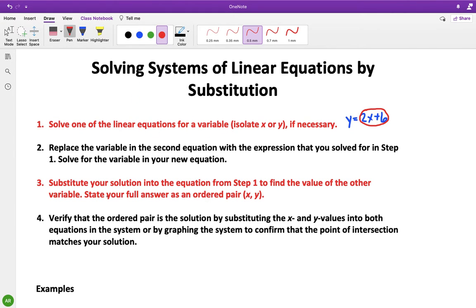All right, step 3 is you're going to substitute your solution into the equation from step 1 to find the value of the other variable. State your full answer as an ordered pair. Remember, when you're talking about a system of equations, the answer is the x and y coordinate that will satisfy both equations, so basically where those 2 lines cross. Finally, step 4 is actually the same as graphing. You're going to verify the ordered pair is a solution by substituting x and y values into the equations in the system, or by graphing the system to confirm that the point of intersection matches your solution. I'm going to highly recommend you don't graph. Plug the numbers back in and make sure it gives you a logical statement and then go from there.